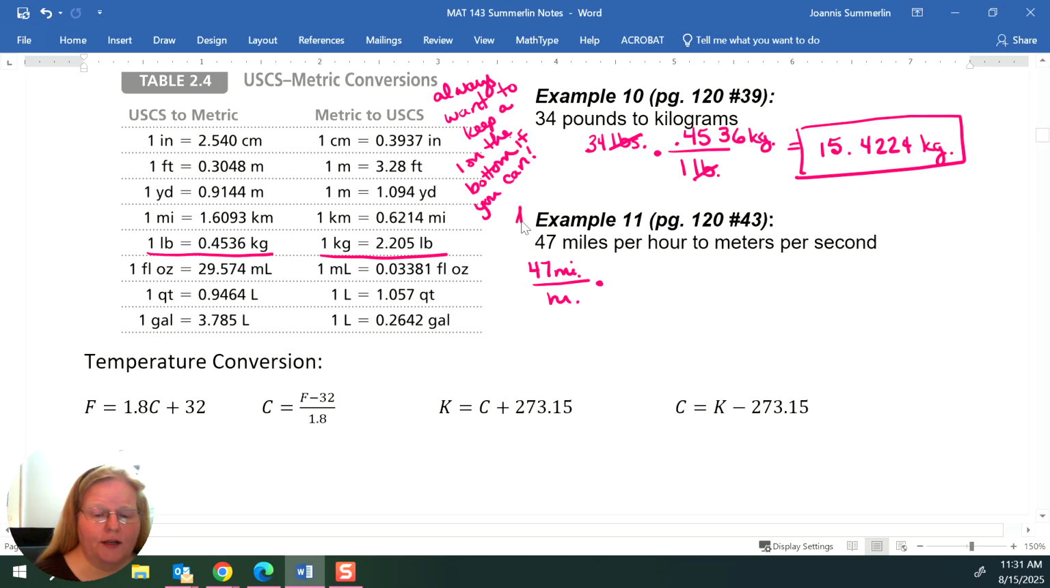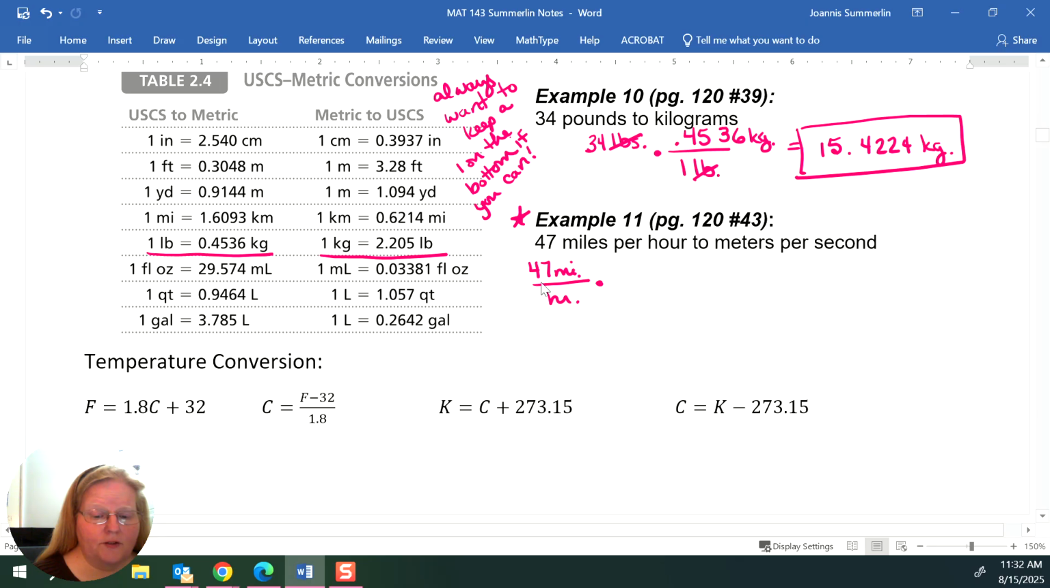This one right here is a typical problem you are liable to see on an exam. Not just a test, but on an exam. So please be forewarned. It's a typical problem not just for a test, but for an exam. 47 miles per hour to meters per second.